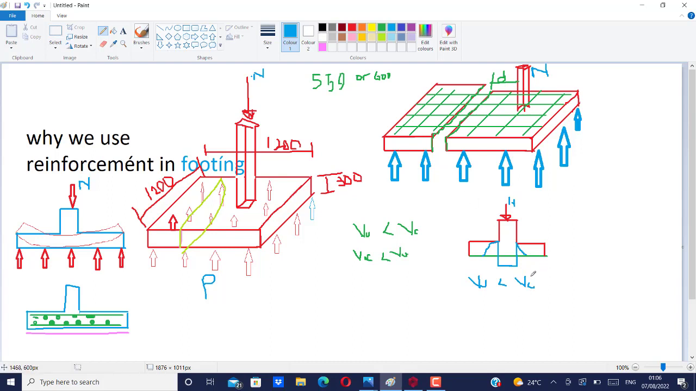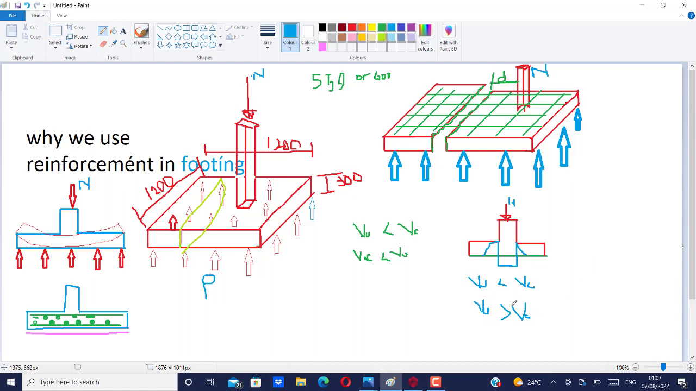But this one is a formula that has been derived that you must check, via your calculation, to make sure that this thing doesn't puncture through it. So when we check, your ultimate VU should be less than VC. But if the reverse is the case, if your VU, which is your ultimate shear stress, is greater than your VC, definitely this column will puncture through that slab thickness, that footing thickness that you have chosen.